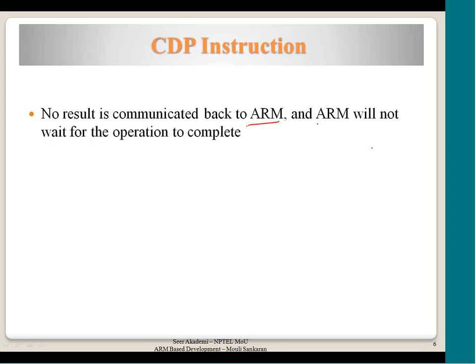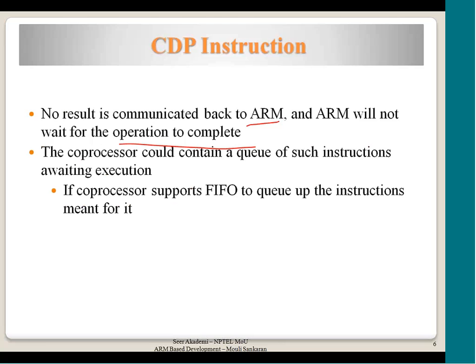ARM will not wait for the operation to complete. It will wait for the instruction to be taken up by the coprocessor. If there is a coprocessor present in the system, but it is busy because of something else, then ARM will wait. And once the instruction is taken up by the coprocessor, ARM will carry on with the next instruction. The coprocessor could contain a queue of such instructions awaiting execution.